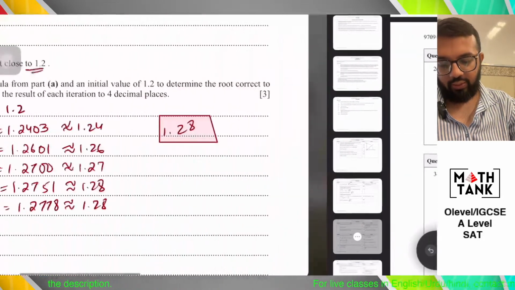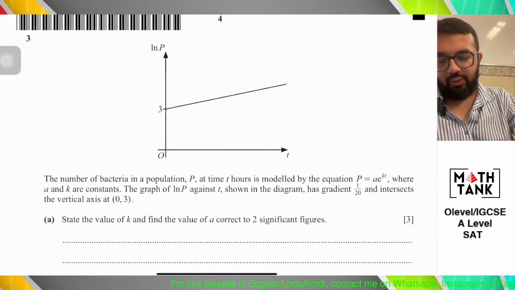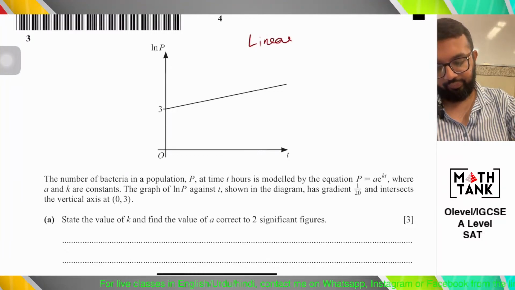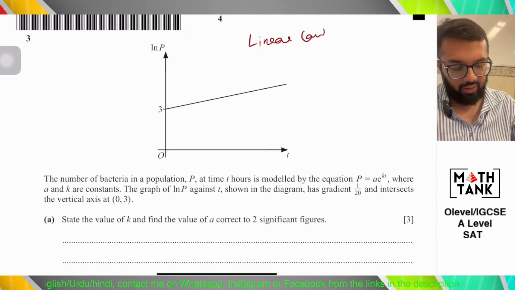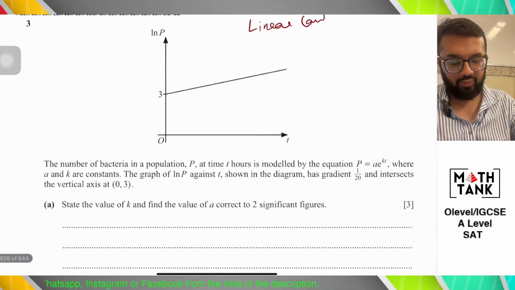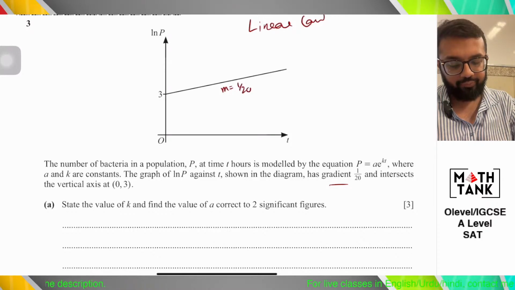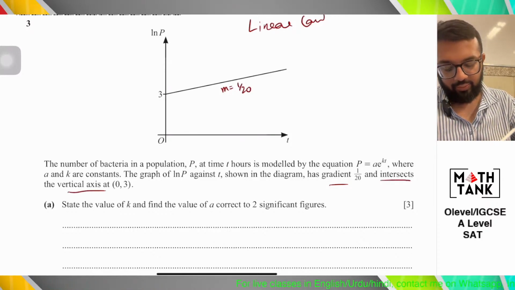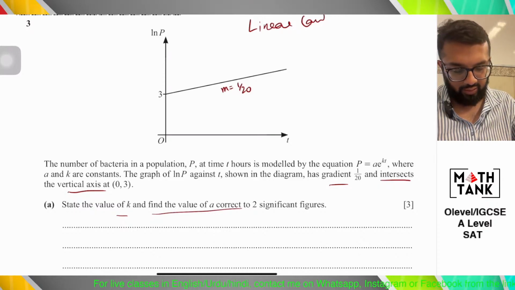Okay, yeah, that's correct. Next question is linear law. It says the number of bacteria in a population P at time t is modeled by the equation, where A and k are constants. The graph of ln P against t is shown in the diagram, has gradient 1 over 20 and intersects the vertical axis at 3. State the value of k and the value of A correct to two significant figures.